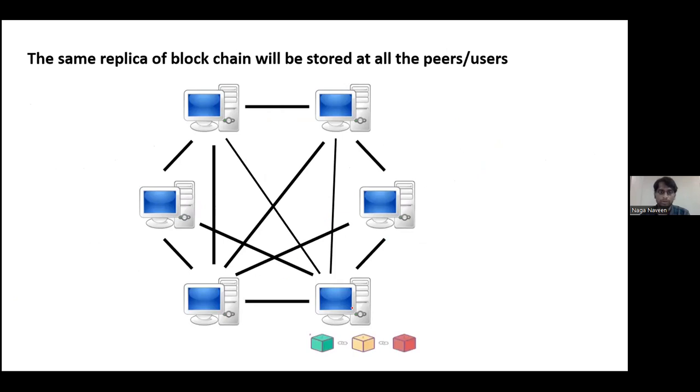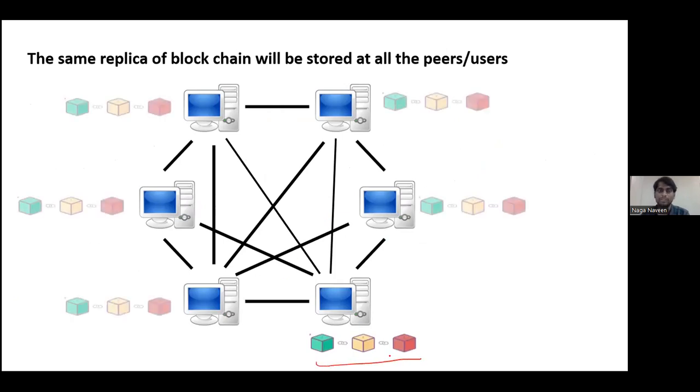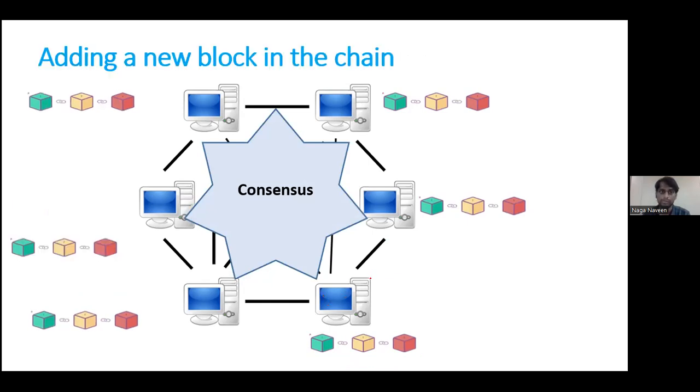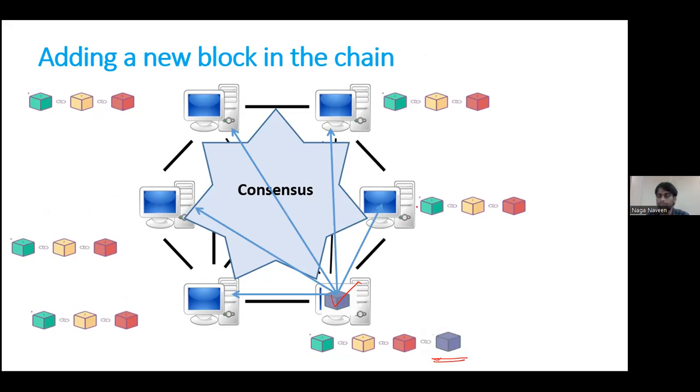First of all, as I told, the same replica of the blockchain will be present with all the nodes. Now, this computer wants to add a new block here. All are connected with a set of rules called consensus, which we are going to discuss later. What will this node do first? First, it will broadcast this block across the whole network. Here I'm assuming that all the nodes are validator nodes only, and I'm not considering any member nodes in this network.